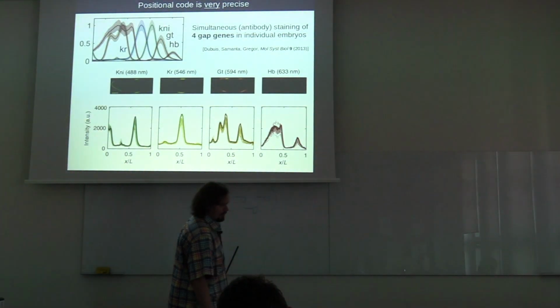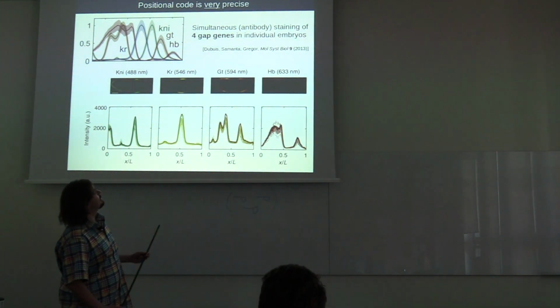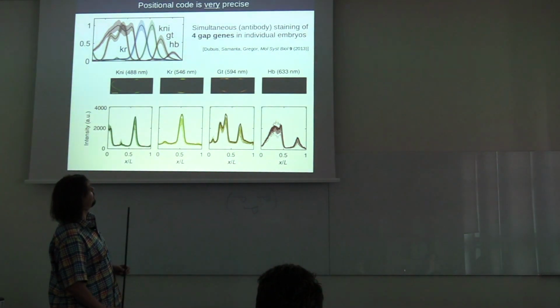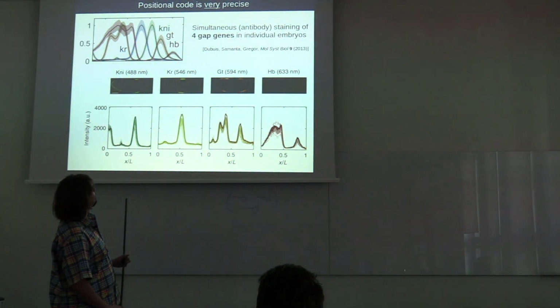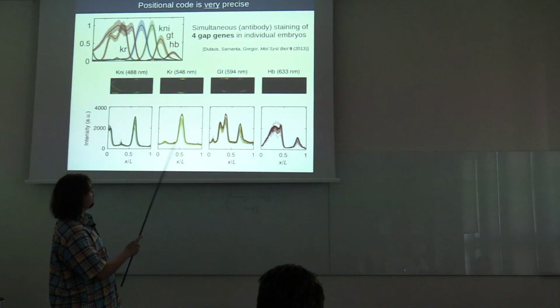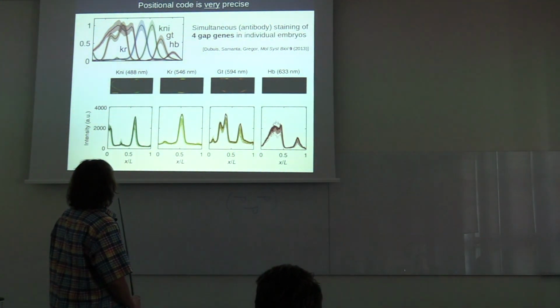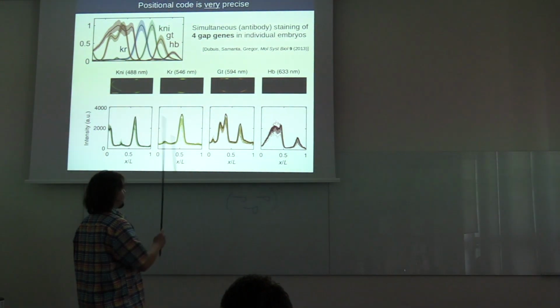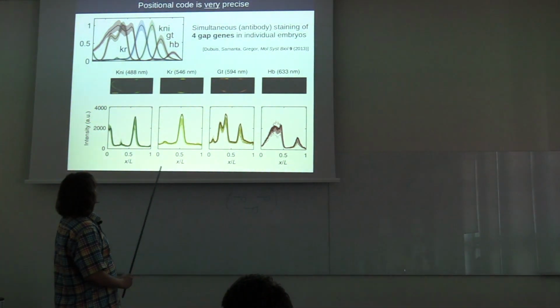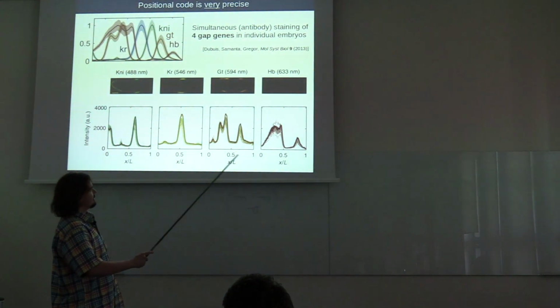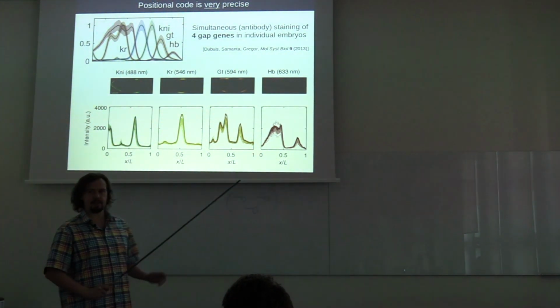Right. Now, a couple of years ago, there was some very important work, I would say, coming from the lab of Thomas Gregor, where they managed to stain these 4 genes simultaneously by antibody staining. And this way they could determine in individual embryos, of which they measured many, the variation in these concentration signals of these gap genes that are activated downstream.